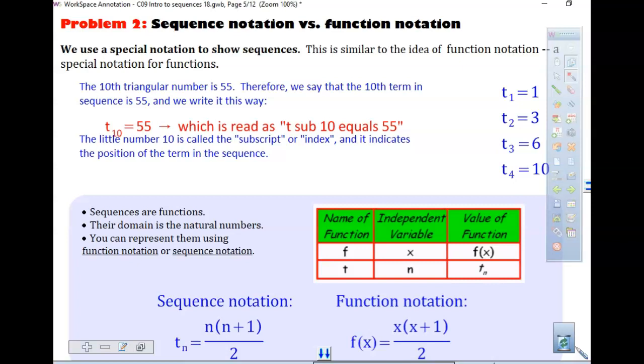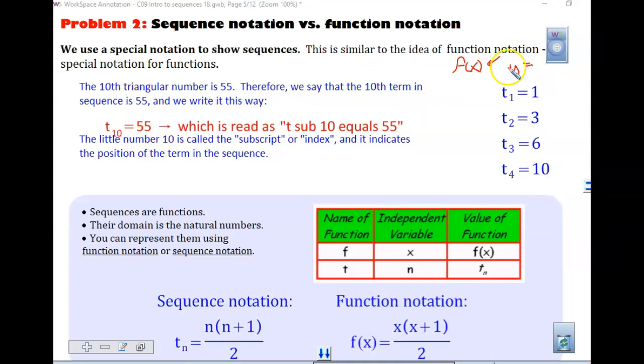So, sequence notation versus function notation. We use a special notation to show sequences. It is similar to our function notation. Remember before, you hadn't really seen f of x. You had only usually seen y equals. So function notation was written this way. This is going to be our sequence notation.